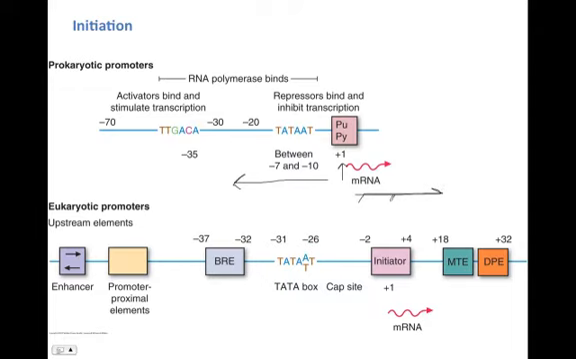In prokaryotic organisms, RNA polymerase and the sigma factors recognize 2 consensus sequences. The first consensus sequence is referred to as the TATA box, and this is the thymine-adenine rich region, approximately -10 base pairs upstream from the transcriptional start. The other consensus sequence is the -35 sequence, which, as it implies, is approximately -35 base pairs upstream of the transcriptional start.